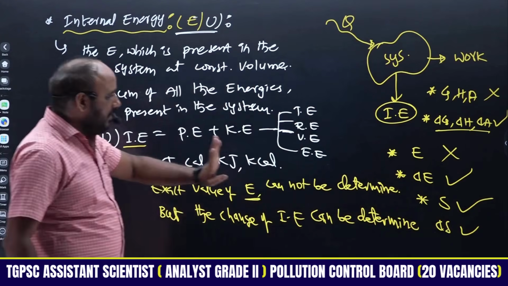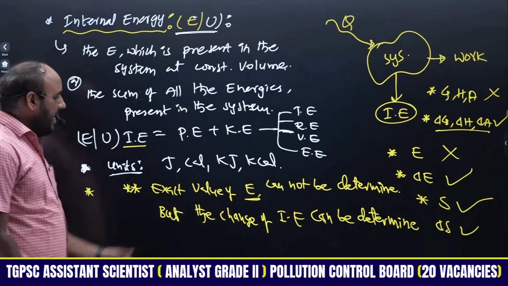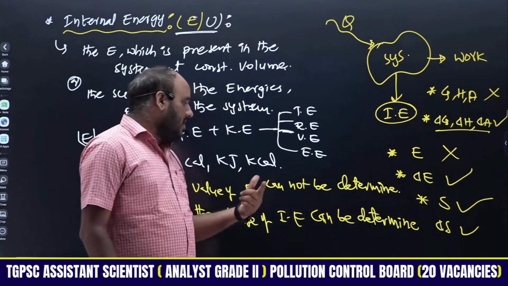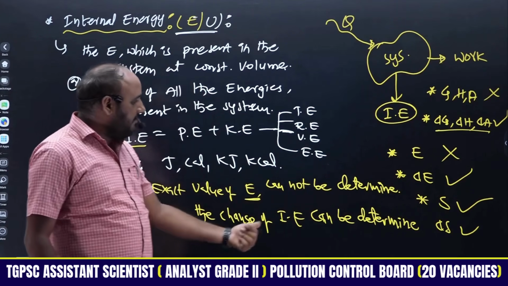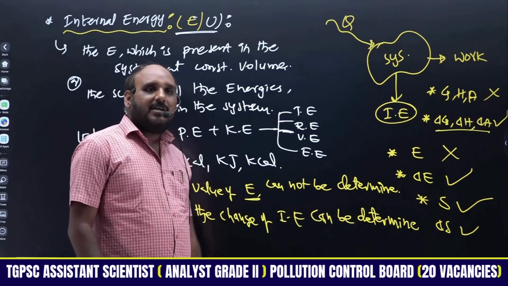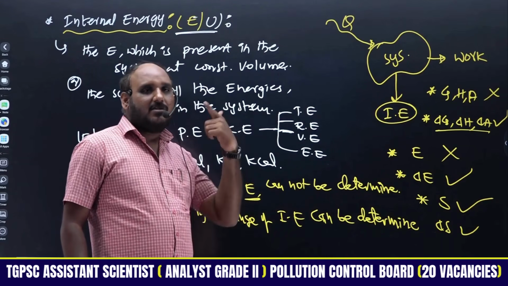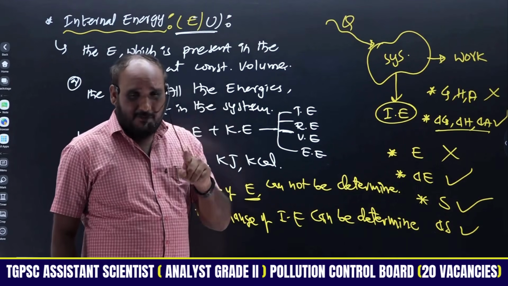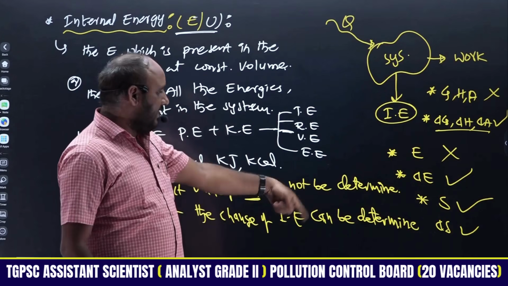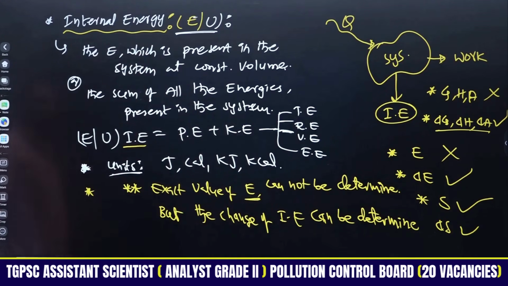So we have to keep this in mind, this is the most important point. The exact value is nothing but the absolute value. The absolute value of internal energy cannot be determined, but the change of internal energy can be determined. For measurement of internal energy, there is one experiment that we are also going to discuss, that is the bomb calorimeter. With the help of the bomb calorimeter we can get the change of internal energy. So this is about the concept of internal energy, right?